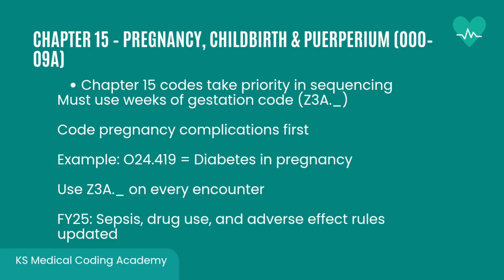Chapter 15: Pregnancy, Childbirth, and Puerperium. Chapter 15 codes always take sequencing priority. Use a code from Z3A to indicate the weeks of gestation. Complications like gestational diabetes or anemia must be coded specifically. FY 25 emphasizes correct reporting of sepsis, drug use, and adverse effects in pregnancy.